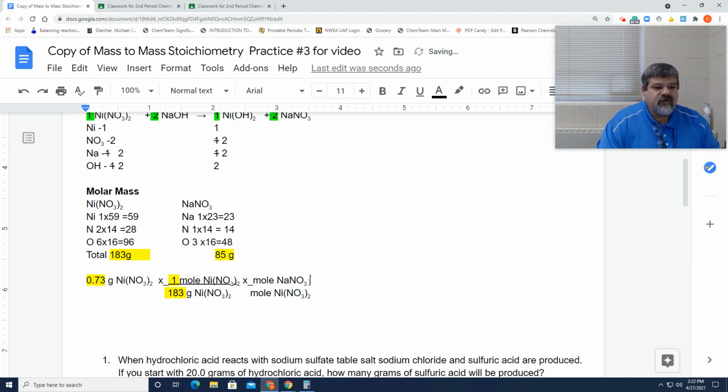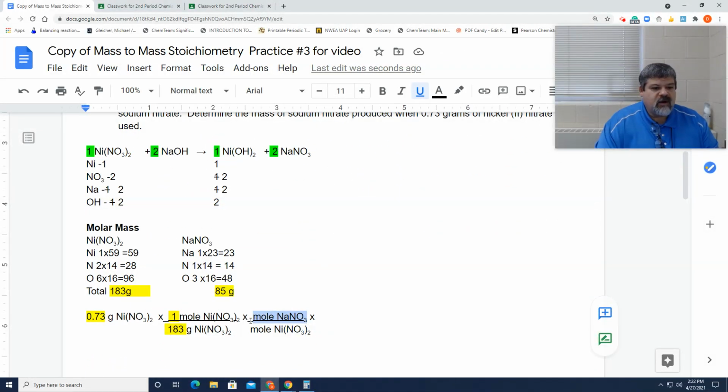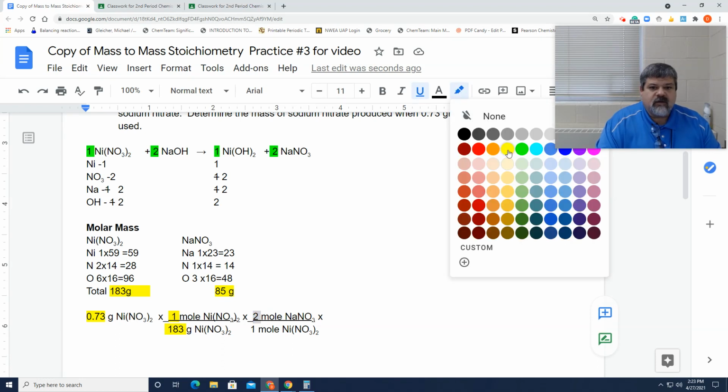Now again, how do I know for sure that's what I'm looking for? Well, I know because it's in the question: determine the mass of sodium nitrate. And that's what we're going to do. Now, what are we going to do with the numbers in front of these? Remember, here's our molar ratio, so we're going to go to our balanced chemical equation. We're going to find NiNO3, which is right here, and the number in front of that is 1 mole, which is going to equal how many moles of sodium nitrate? Well, sodium nitrate is going to equal 2, so we're going to put a 2 right there. Okay, so we can go ahead and underline that, and now we can highlight just the numbers again and turn them yellow.